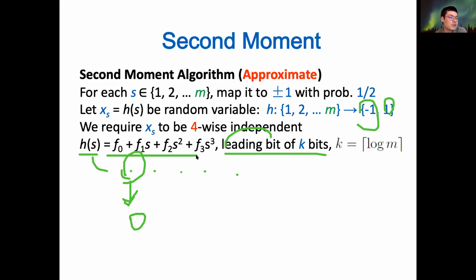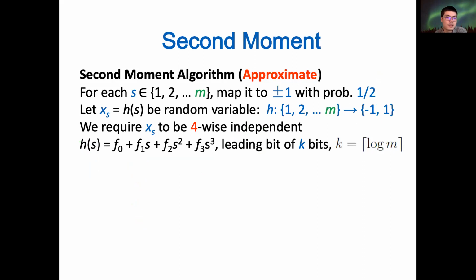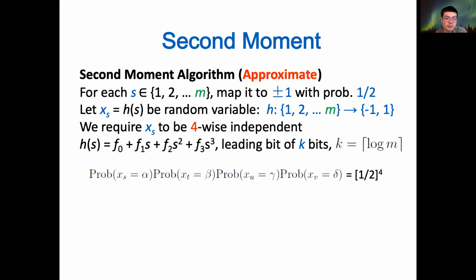Basically, we use the original four-wise independent function on ZP, but we post-process the value in ZP to look at the first bit. If it's 1, then we map to 1. If the bit is 0, we map to -1. This is how we construct another function. And we want to show that this new hash function is still four-wise independent. So how can we show that?